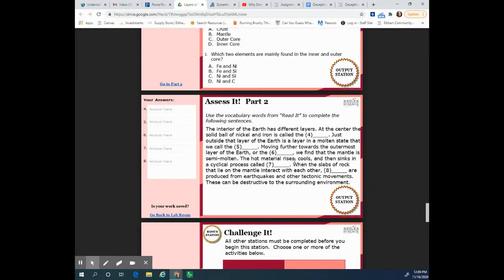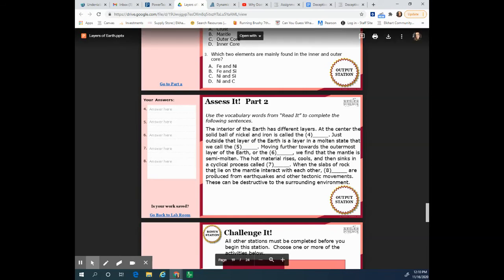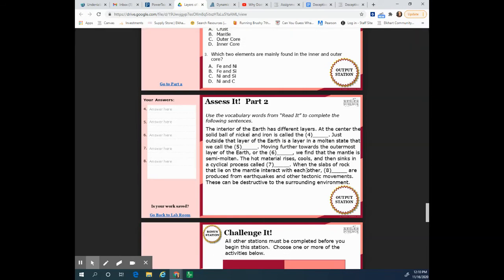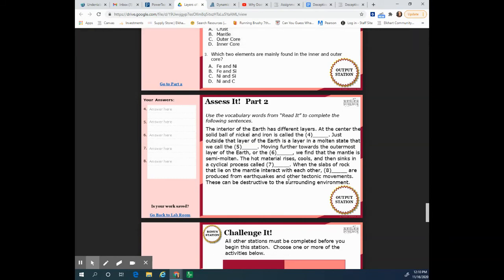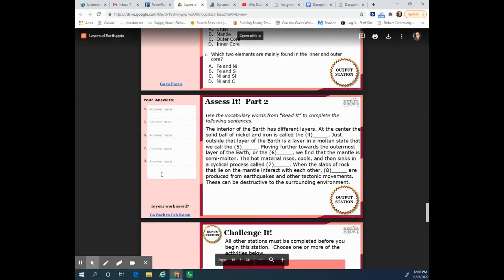The hot material rises, cools, and then sinks in a circular process called blank. Then the slabs of rock that lie on the mantle interact with other blank, and these are produced by earthquakes and other tectonic movements. These can be destructive to the surrounding environment. You will click on your numbers here and put your answers in.